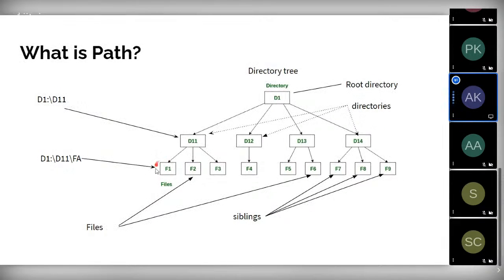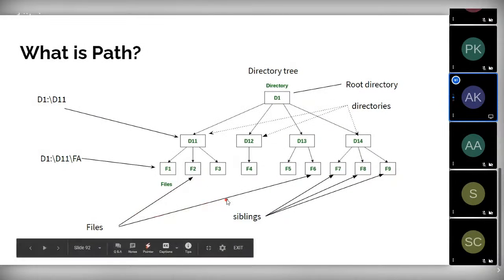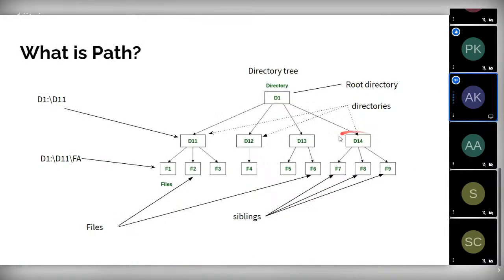Similarly, these are files, and I am using here the term siblings. Siblings are files that are inside a common directory. F7, F8, F9 are inside D14, a single folder, meaning they are in the same folder. That's why they are called siblings.